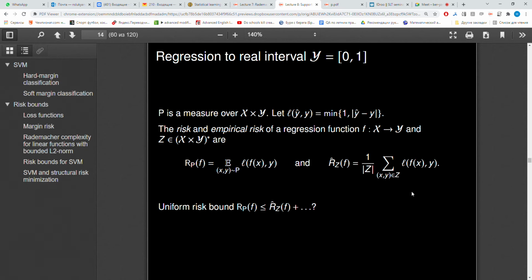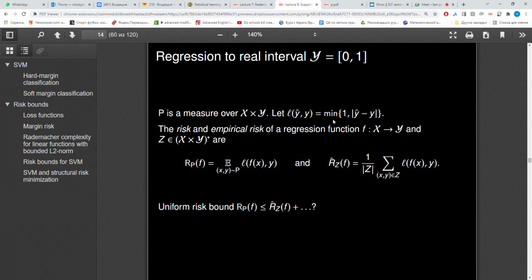Okay, let's talk about the regression task. We have regression to the interval 0, 1, and we have some measure on x and y, and we have this loss function. As you can see, it gives us 0 if the answer of our classifier is correct, and it can be more than 1. That's normal.